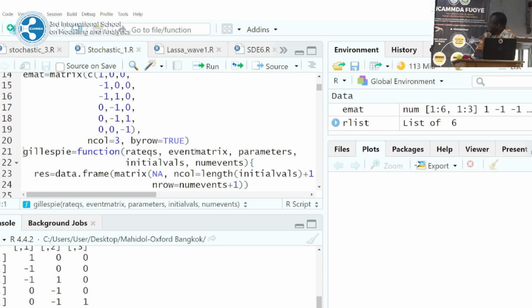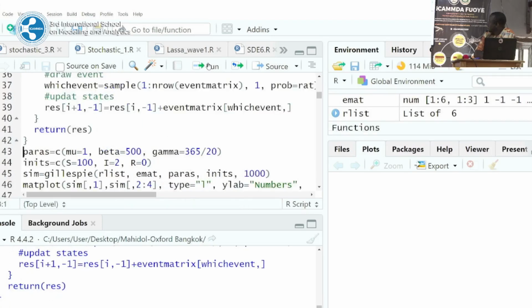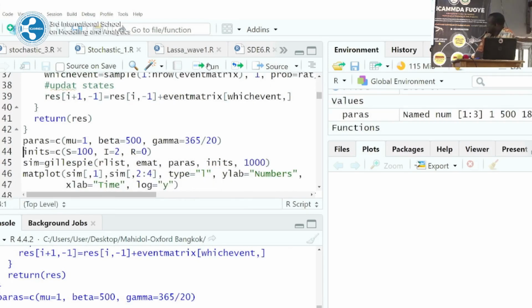And then you have the Gillespie function, which contains all the arguments that we have there. You also run that. And then we have the parameters in the model. We have the initial values: 100 is for susceptible, and the I is 2, and the R is 0.